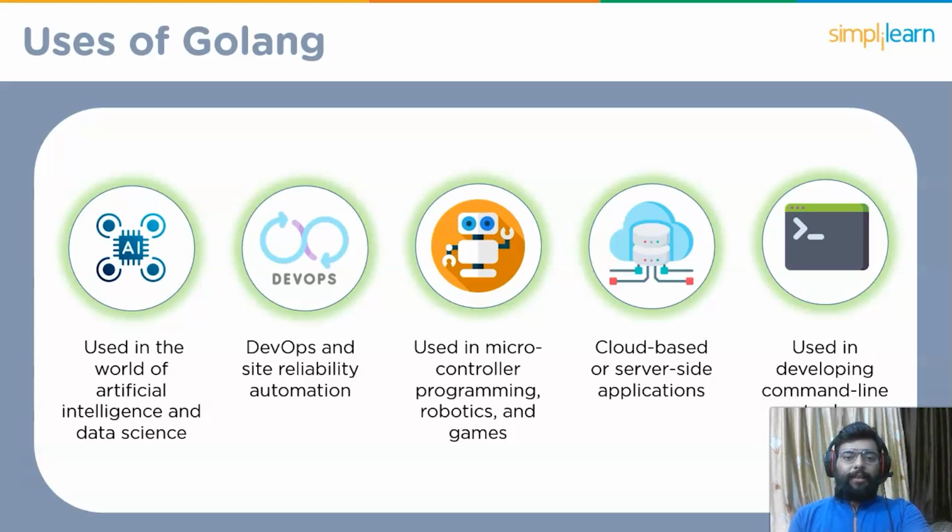However, Go shines the most when it comes to infrastructure. Today, some of the most popular infrastructure tools are written in Go, such as Kubernetes, Docker, and Prometheus.